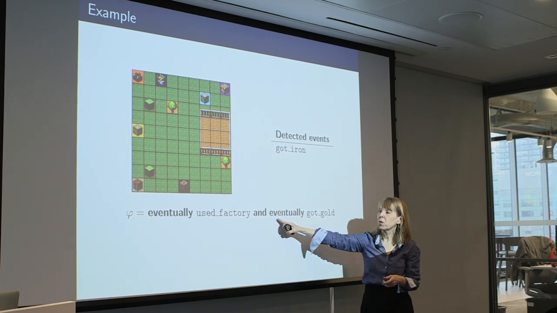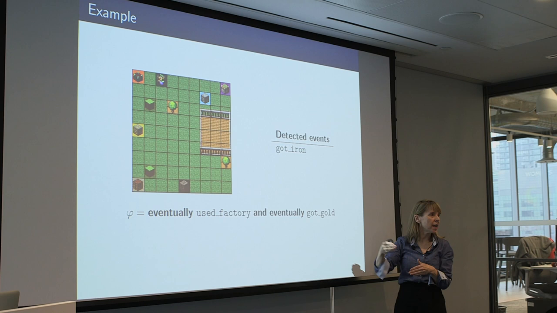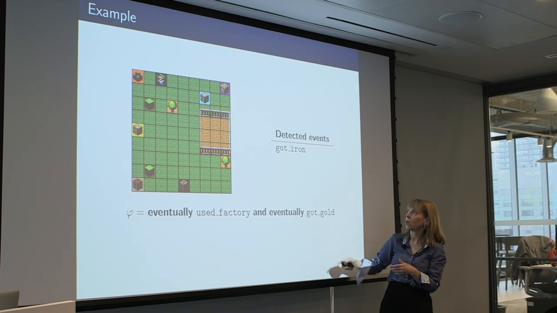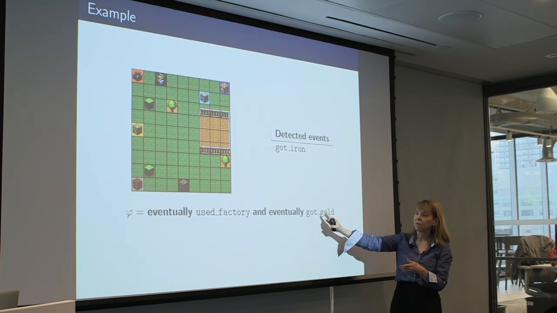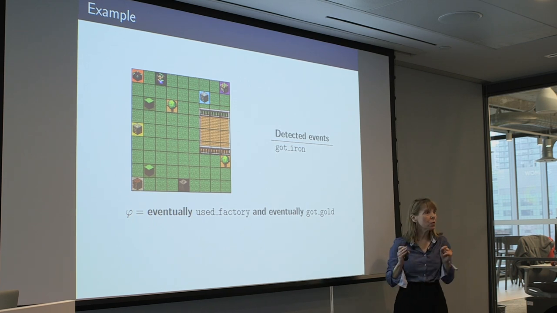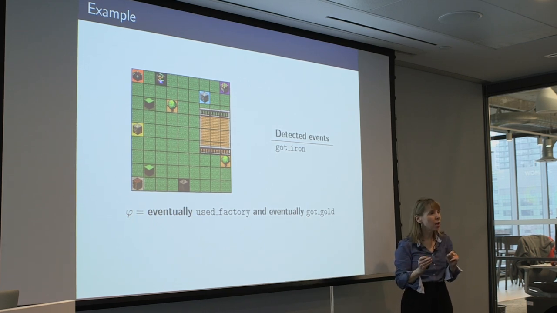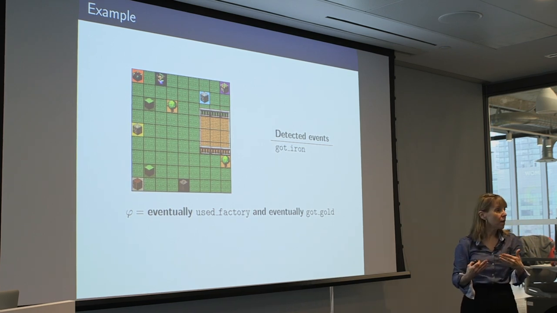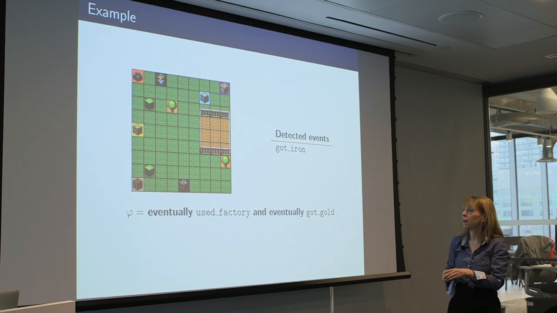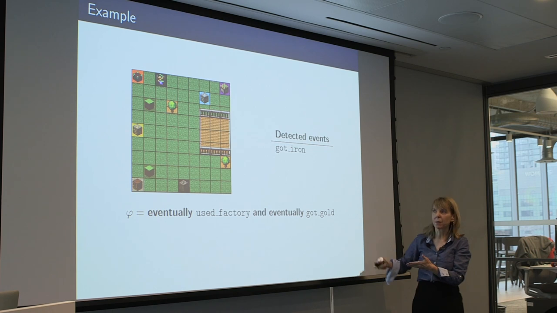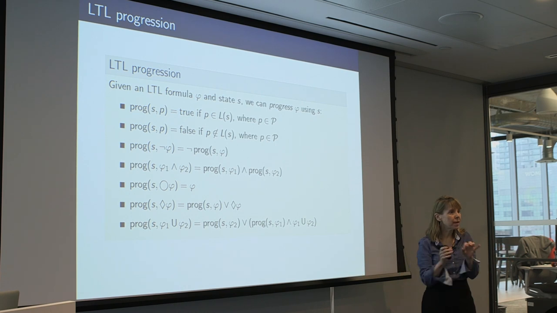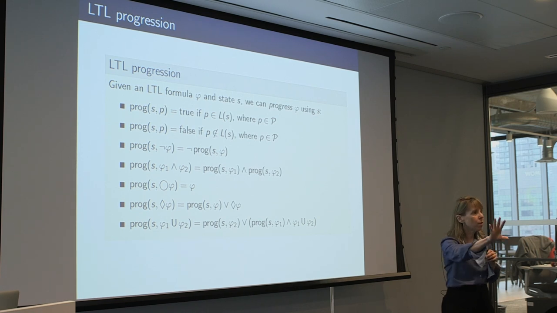So now we've got iron, and we see that that's satisfied. So we're going to modify the formula to only remember now what's left to do. So now we only have to satisfy eventually used factory and eventually got gold. So Luigi keeps on moving and eventually satisfies all these things. One of the keys to the algorithm that we've developed, which is LPOPL, LTL progression with off-policy learning, is that we actually use this mathematical technique called progression to break apart the linear temporal logic formula into its subfragments, into what needs to be satisfied now or consumed now, and then what remains to be consumed.